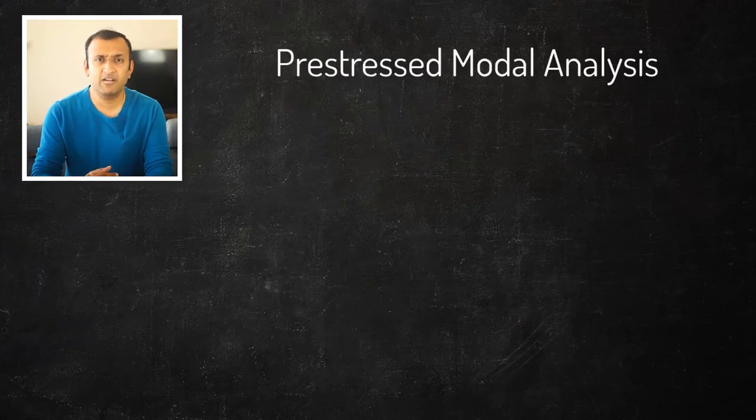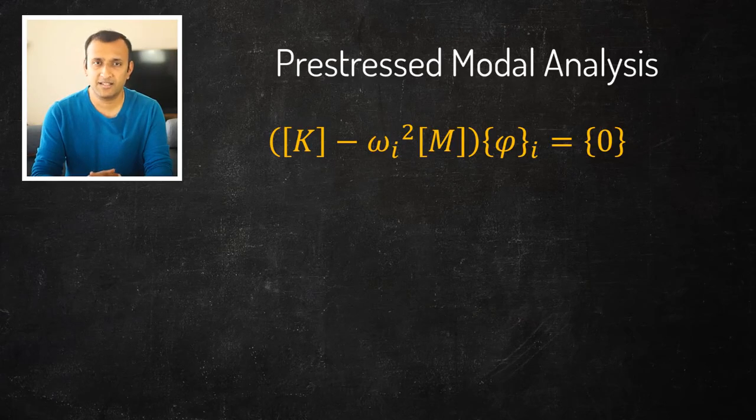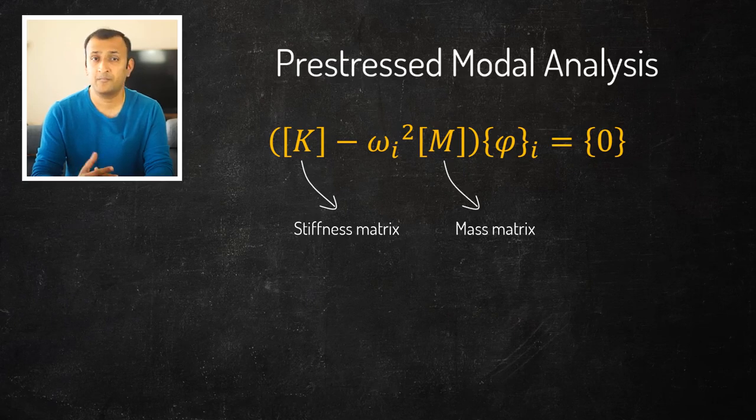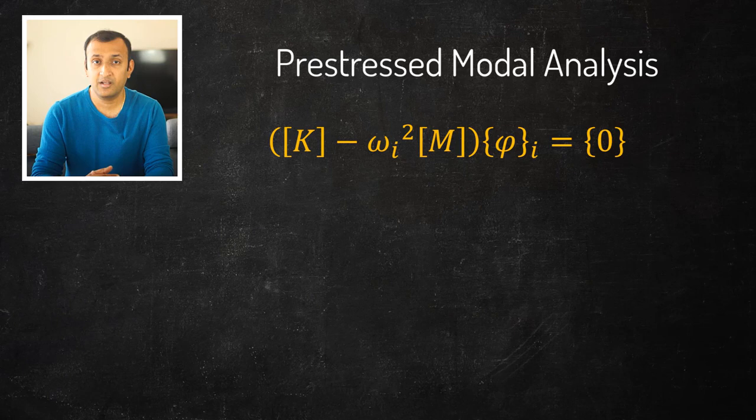Let us now investigate the governing equations associated with the modal and pre-stressed modal analysis and see what basically changes between the two. In a modal analysis, we obtain the natural frequencies of the structure by solving this equation. Here, K is the stiffness matrix and M is the mass matrix of the structure. When there is pre-stress in the structure, the change in its stiffness is captured by adding a stress stiffening matrix S to K. Therefore, in a pre-stressed modal analysis, the governing equation takes this form.